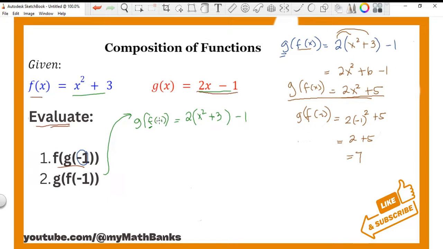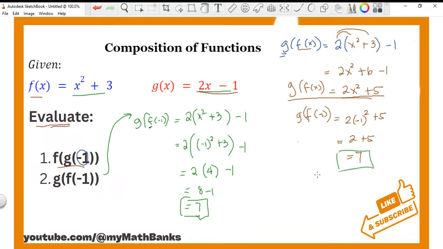But then what I really want is f of negative 1. So therefore, inside that x, I'm going to replace with negative 1. So 2 parentheses negative 1 squared, that's my x, plus 3 minus 1. And we will simplify. All right, so negative 1 squared is 1 plus 3 is 4. So this is going to be 2 times 4 minus 1. Well, 2 times 4 is 8 minus 1. That's equal to 7. So again, this is the same answer as that one.